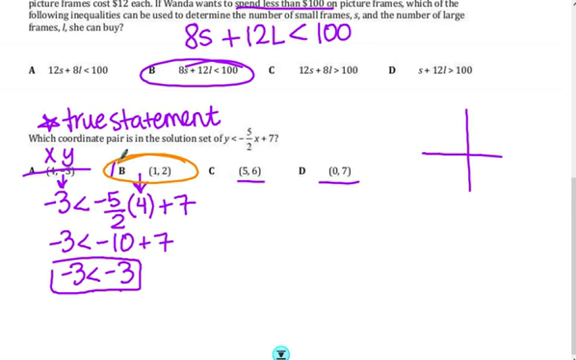Best of luck on these problems. Hopefully these are some of the easier ones that'll count towards your magic number, that number you're trying to get so that you know you're passing the test. Y'all are going to do just fine. Good luck!